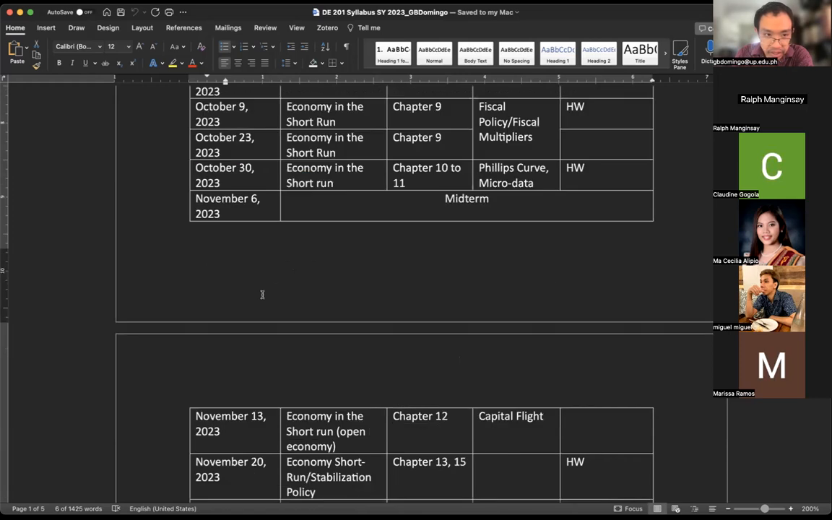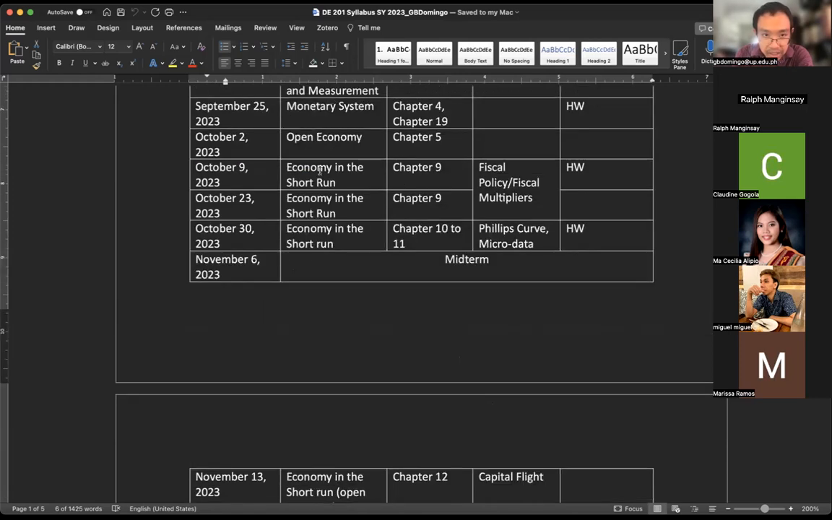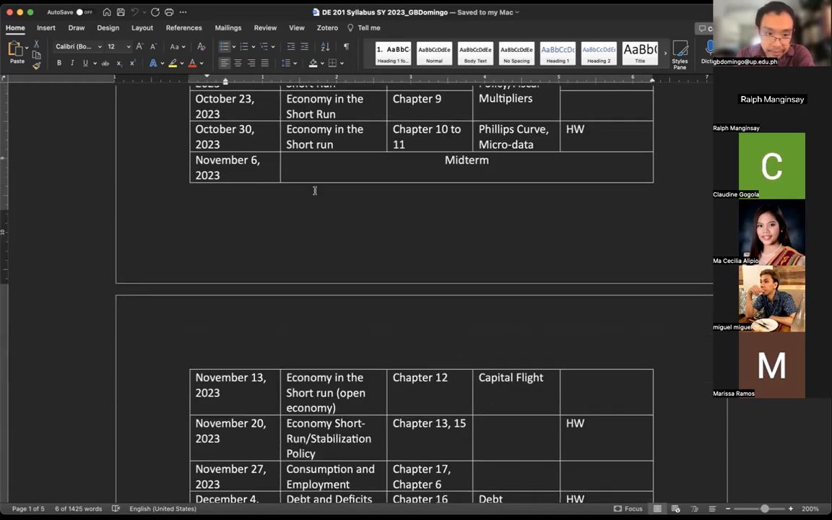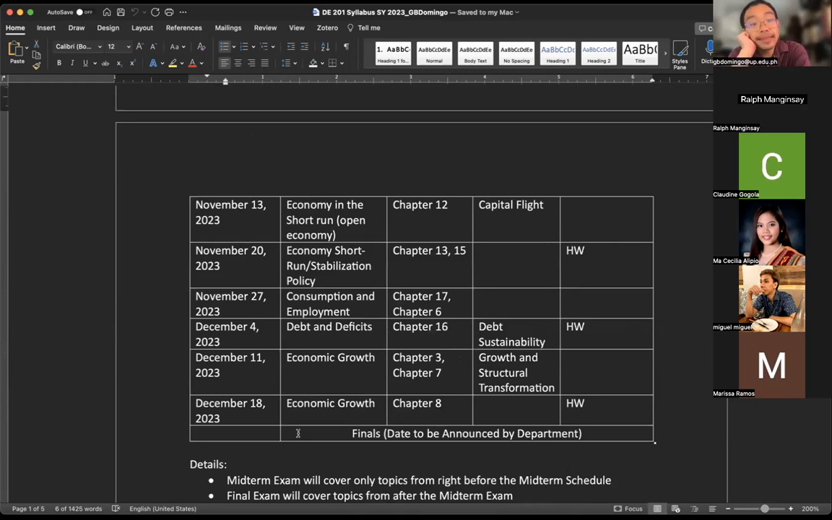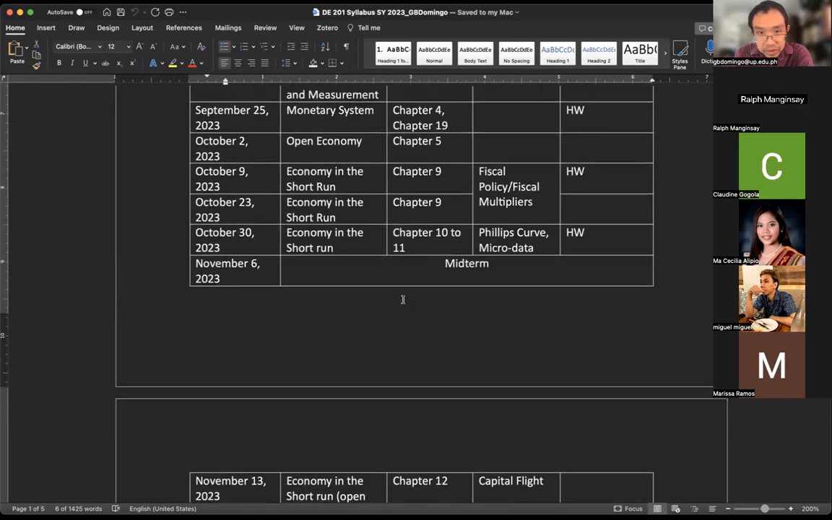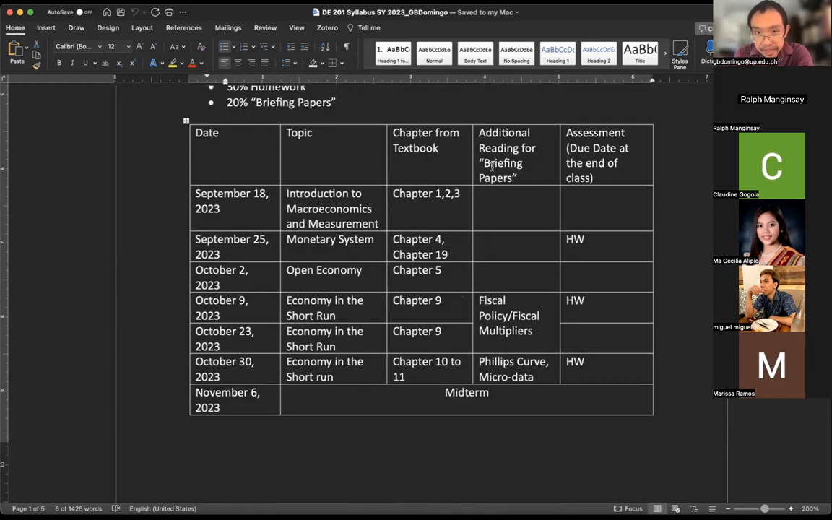So anyway, my midterm on November 6, which will cover the topics prior to the midterm. Magkaka-final tayo at some date, hindi ko pa alam. Announce ni department as usual. And then yung mga topics sa final will be the intervening topics here. Now, if you notice, here's our schedule or table. May additional briefing papers tayo.